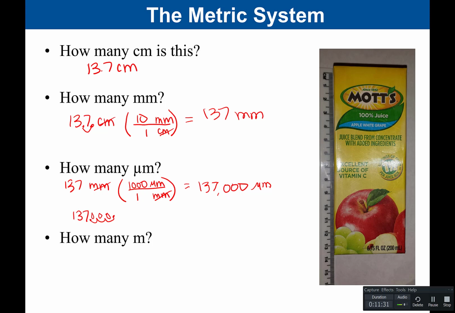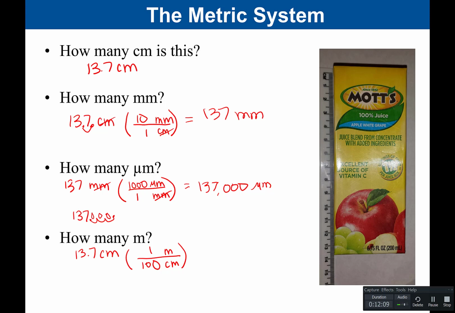So now let's convert to meters. For me, I'm going to go back to centimeters because I again can picture in my head that 1 meter is equal to 100 centimeters. So I know that conversion. So we start with 13.7 centimeters. I already have centimeters, so they need to go on the bottom. Units I want need to go on the top. So again, 1 meter is equal to 100 centimeters. That meter stick has 100 centimeters on it.